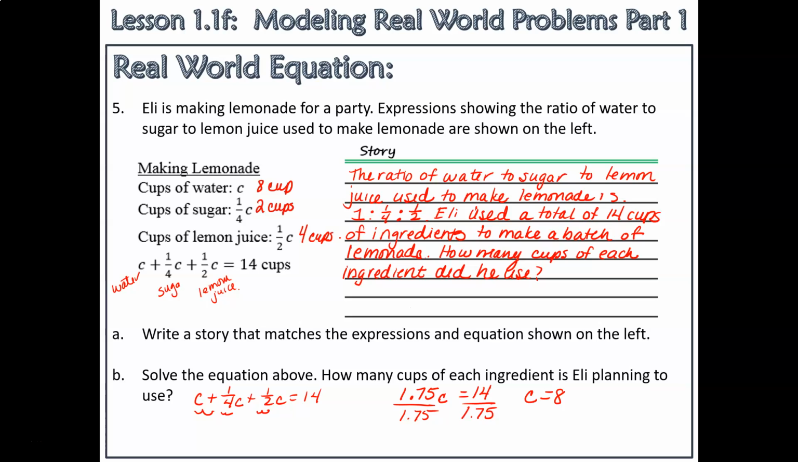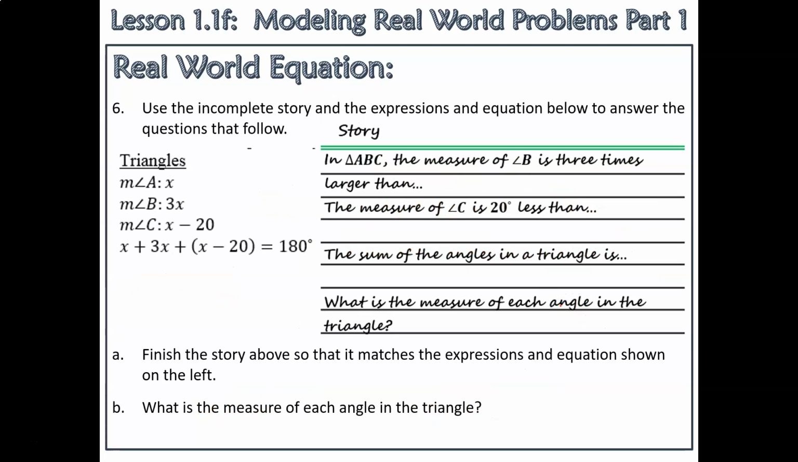All right, let's move on to some geometry. Number 6. Use the incomplete story and the expressions and equations below to answer the questions that follow. So this is what we know. The measure of angle A is x. The measure of angle B in a triangle is 3x. The measure of angle C is x minus 20. So if you add up A, B, and C, the total of the angles is 180. So the total of angles in any triangle is always 180. So let's fill in the blanks for the story.